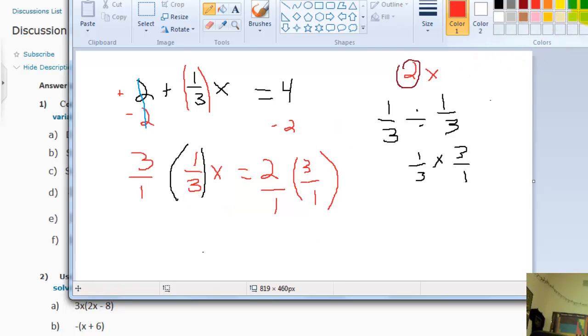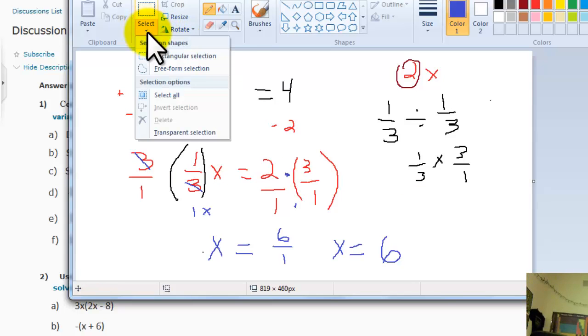This way, this cancels out because 3/3 cancels out. So the whole thing is just 1. So 1x becomes just an x. This here is multiplied. 2 times 3 is 6. 1 times 1 is 1. 6/1 is just 6. And a lot of students got that right. But that's the trick for dealing with fractions when they're a coefficient. So we'll see it again in the next problem.